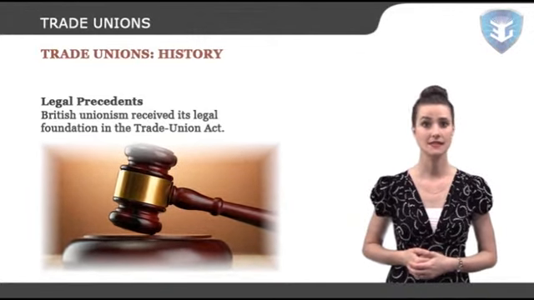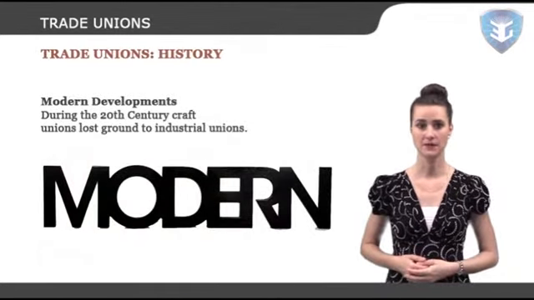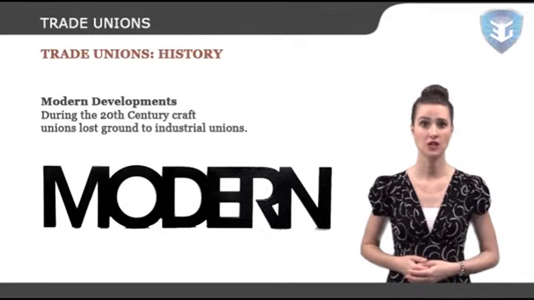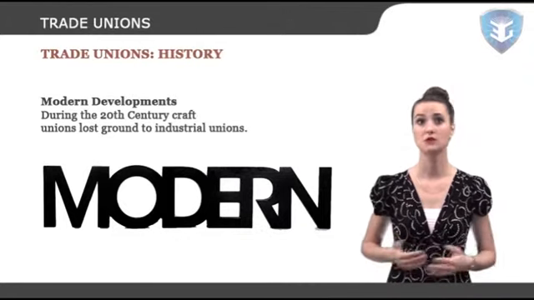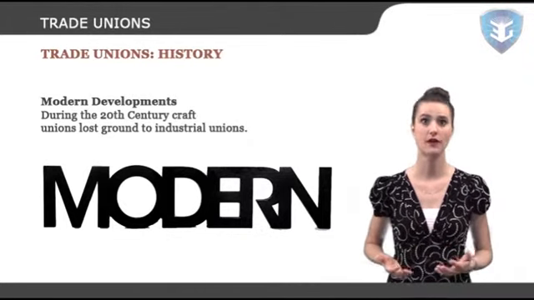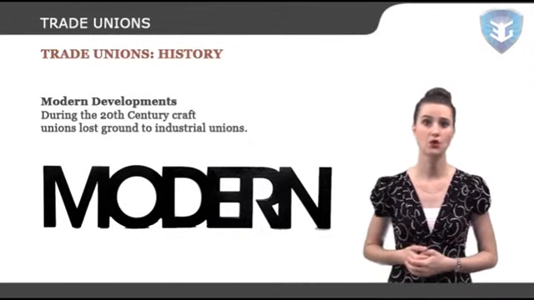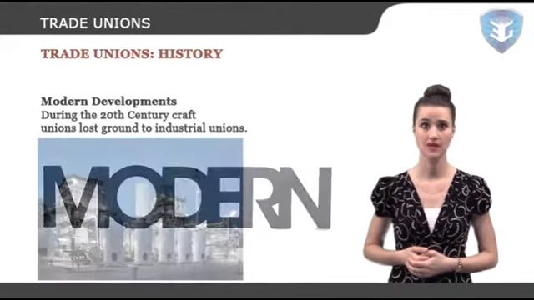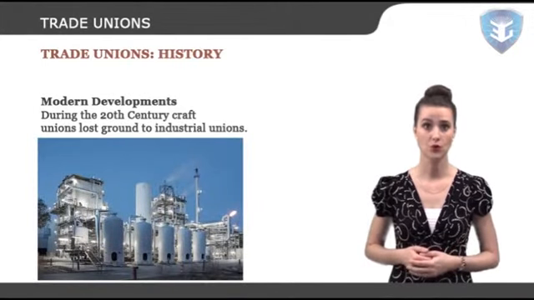In 1866, the formation of the National Labor Union, NLU, represented an early attempt to create a federation of American unions. Modern developments. During the 20th century, craft unions lost ground to industrial unions. This shift was both historic and controversial because the earliest unions had developed in order to represent skilled workers. These groups believed that unskilled workers were unsuitable for union organization.